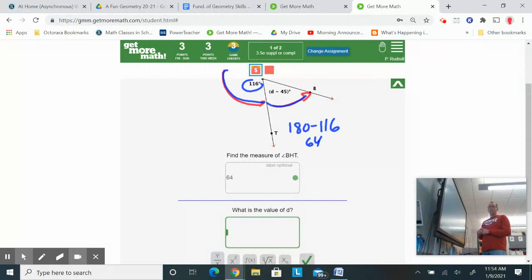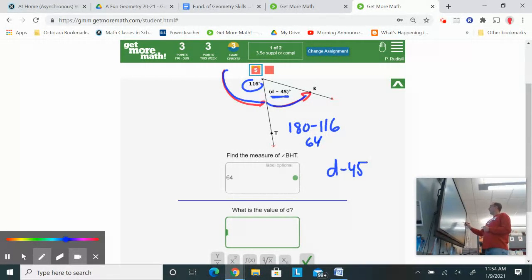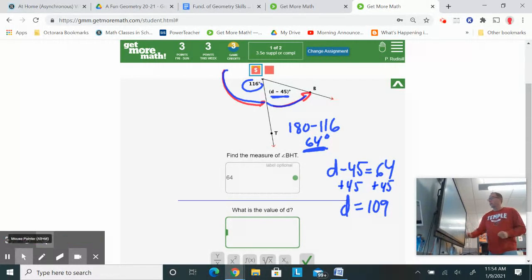I want to find the value of D. So to get that, I want to set up an equation, and I'm going to use the D minus 45 has to be equal to the 64 degrees that angle equals. So you add 45 to both sides, and you end up with D equals 109. So that's not the angle measure, that's just the variable value. And that would go in here. Now, if I'm wrong, it's going to give me a little red dot. And if I get a little red dot, I got to go back and investigate what's happened.